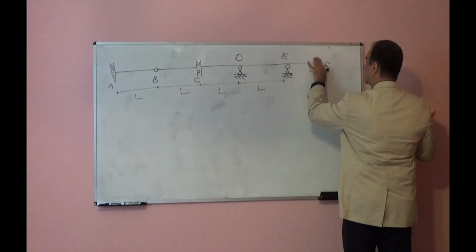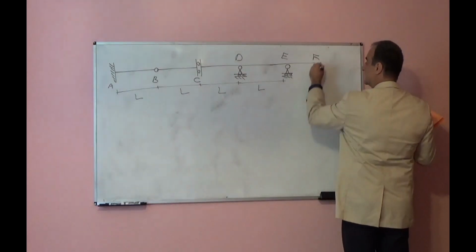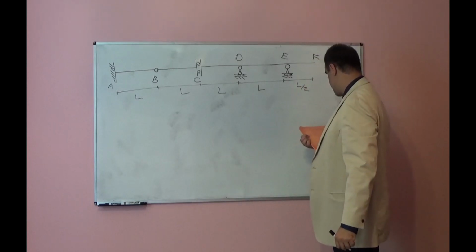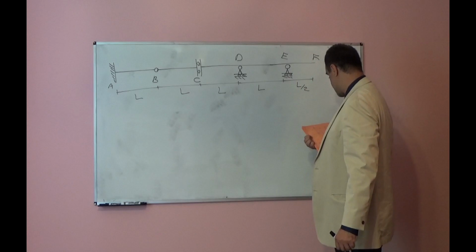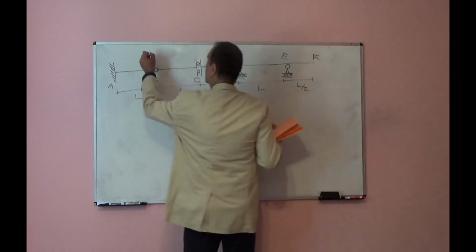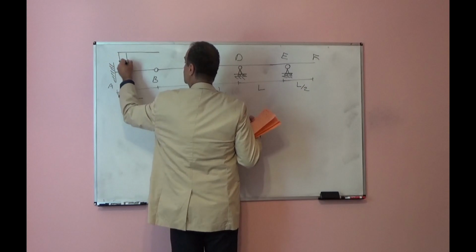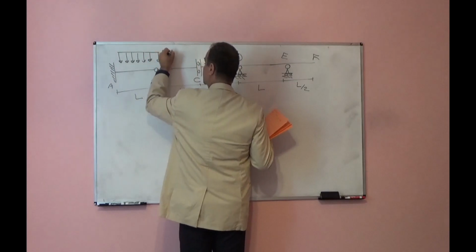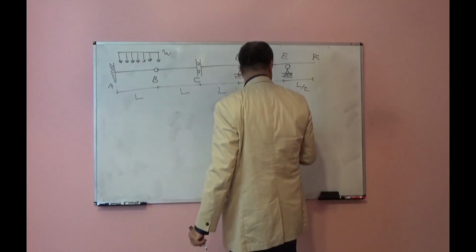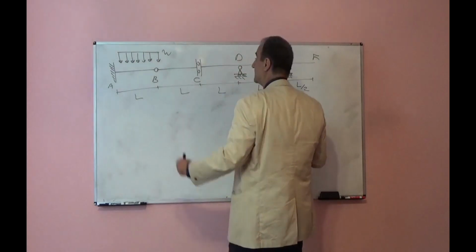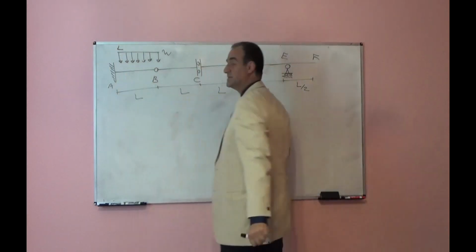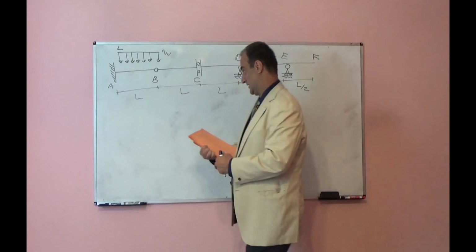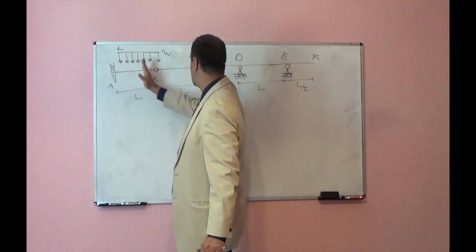This one, it is shorter, and the length for this one it is L over 2. This beam is subjected to the moving load, uniform distributed moving load. The intensity of the load it is W, and the length for this it is equal to L. So the intensity of the load it is W, but the length it is L, and this is traveling load. It will travel from A to F.